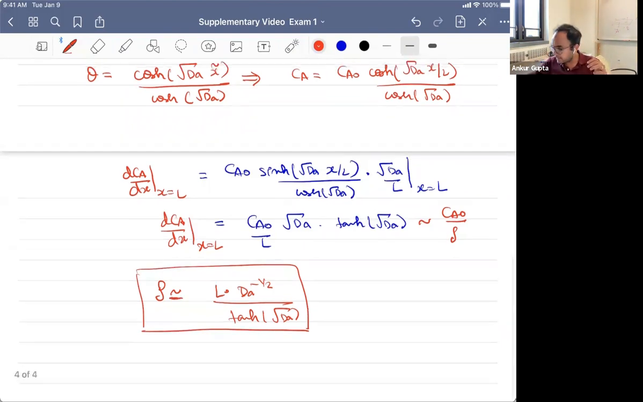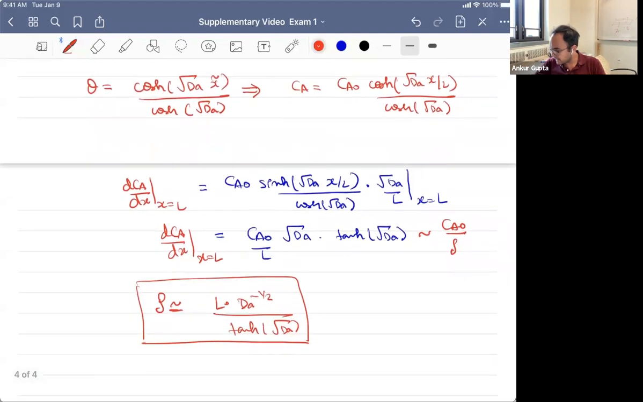You can see this is very similar to what we got, but we have this tanh term. When the Damkohler number is large, tanh will approach 1. So when dA is much greater than 1, tanh will approach this number. But when the Damkohler number is small, we'll start to see a different result. That's because our scaling analysis is no longer accurate in that region, as the gradients are becoming slightly different than what we expect them to be.